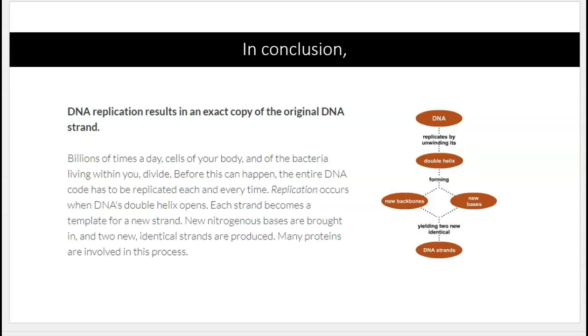Billions of times a day, cells of your body and of the bacteria living within you divide. Before this can happen, the entire DNA code has to be replicated each and every time. Replication occurs when DNA's double helix opens or unzips. Each strand becomes a template for a new strand. New nitrogenous bases are brought in, and 2 new identical strands are produced. And of course, like I said earlier, there are over 30 different proteins that are involved in the process. 2 important proteins are helicase, which unzips the DNA, and DNA polymerase, which brings in the new nitrogenous bases.